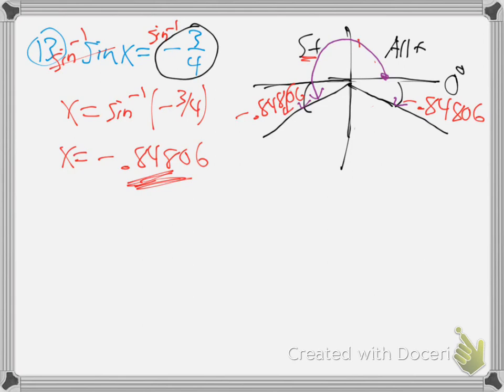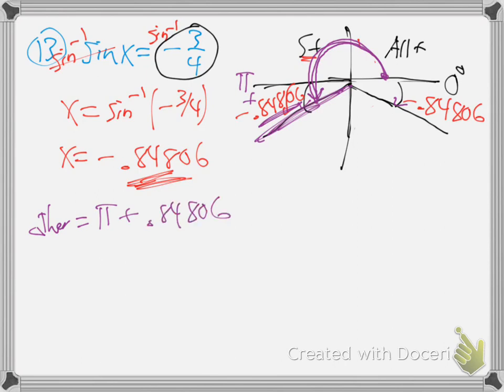Right? You don't start over here. You start at 0. So what must this be? If I tell you I'm right here, I'm 0.84806 below. So how far is it from here all the way to there? It's pi plus that, you see. It's pi. The other must be pi plus the 0.84806.